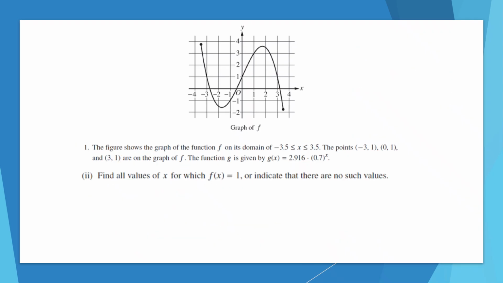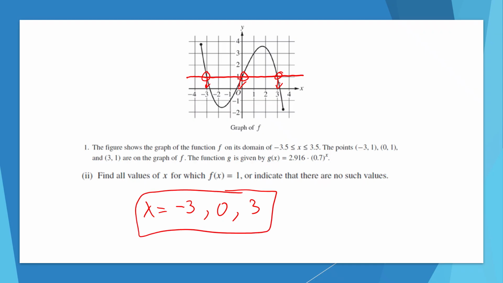Question number 2, find all values of x for which f of x equals 1, or indicate that there are no such values. Here I see f of x equals 1 right there, and then the three values are going to be there, there, and there, which will correspond when x is 3, x is -3, and x is 0. So -3, 0, and 3 should be my three answers there.